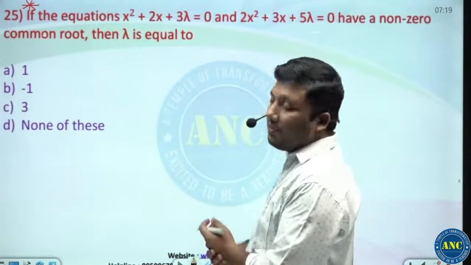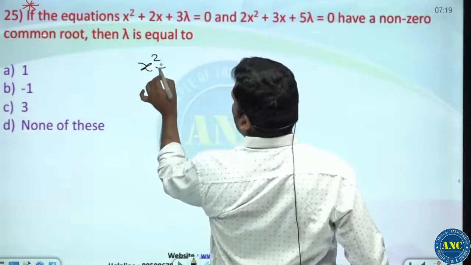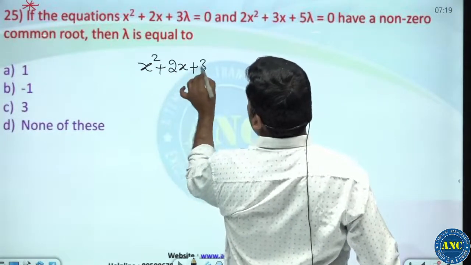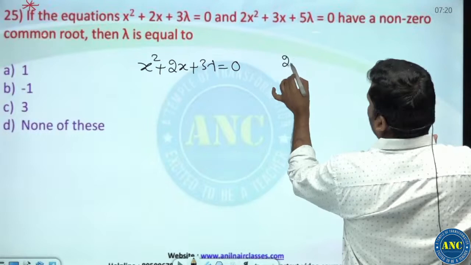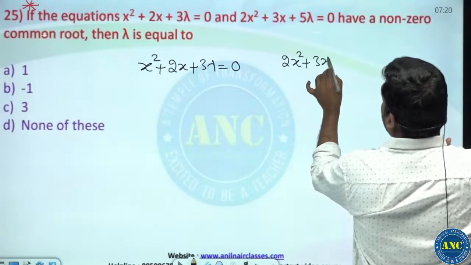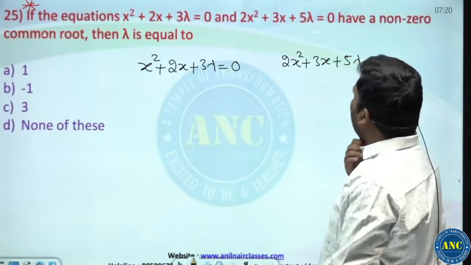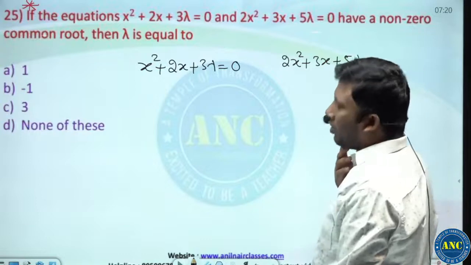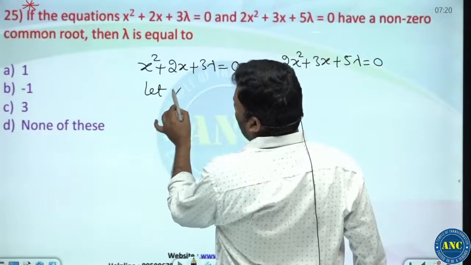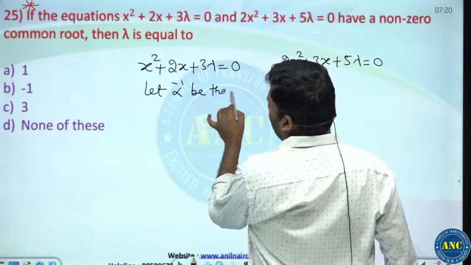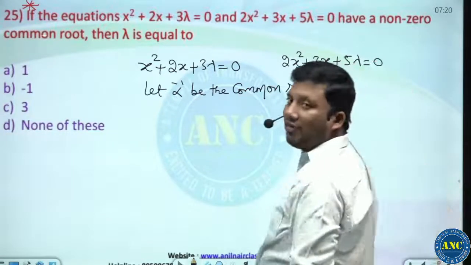If the equations x square plus 2x plus 3 lambda equivalent to 0, and another equation 2x square plus 3x plus 5 lambda equivalent to 0, both have a non-zero common root. So let alpha be the common root. There is one root which is common in both the equations.